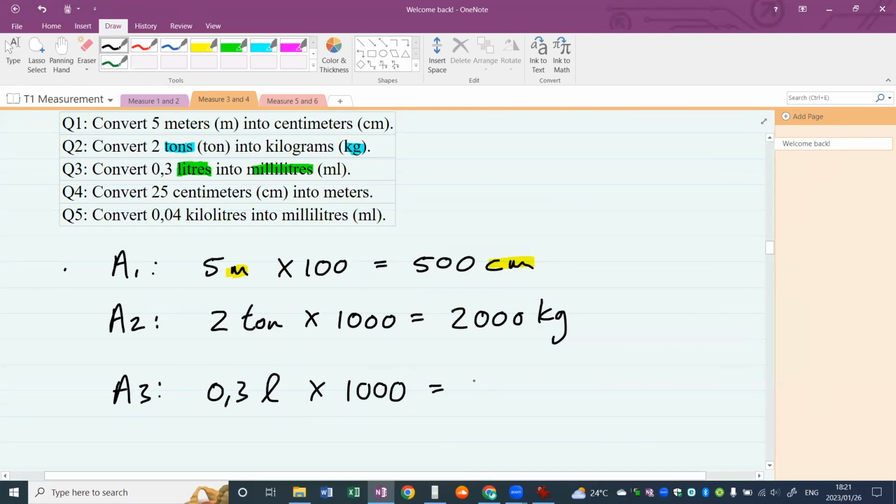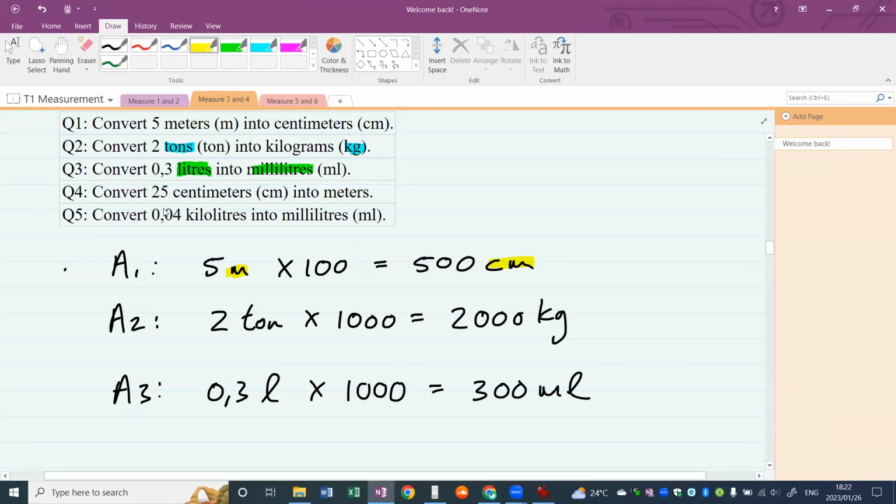So this gives us, and I'm sure chat's already got the answer there. Exactly. Well done, guys. 300 milliliters. Now, I don't know if you've noticed in all of these examples, we're going from a bigger unit down to a smaller unit, and we had to times every single time. We multiply.